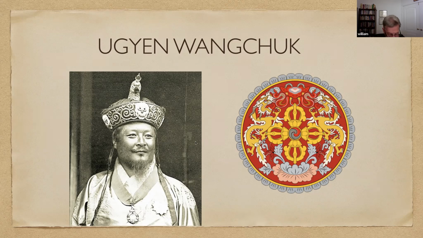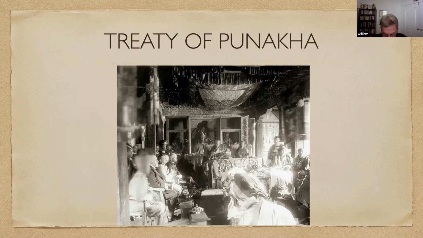Then the British get involved, as they were like to do in most things. Because remember, where are the British? They're in India. And so in 1910, they come into Bhutan and they want a treaty. And they get this treaty, and it's known as the Treaty of Punakha.